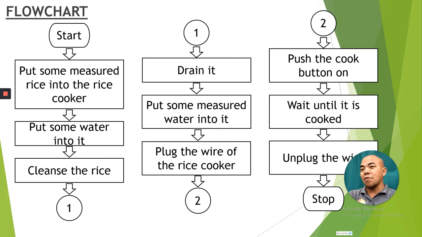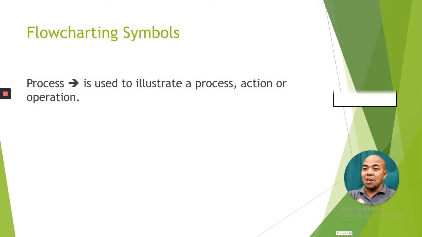So you see, this is the flowchart based on our algorithm. The first step in our algorithm is put some measured rice into the rice cooker. So there it is. And after that, put some water, cleanse the rice, drain it, so on and so forth. So it is based on our algorithm. Once you're going to make a flowchart, it is very advisable to make the algorithm first before making your own flowchart.